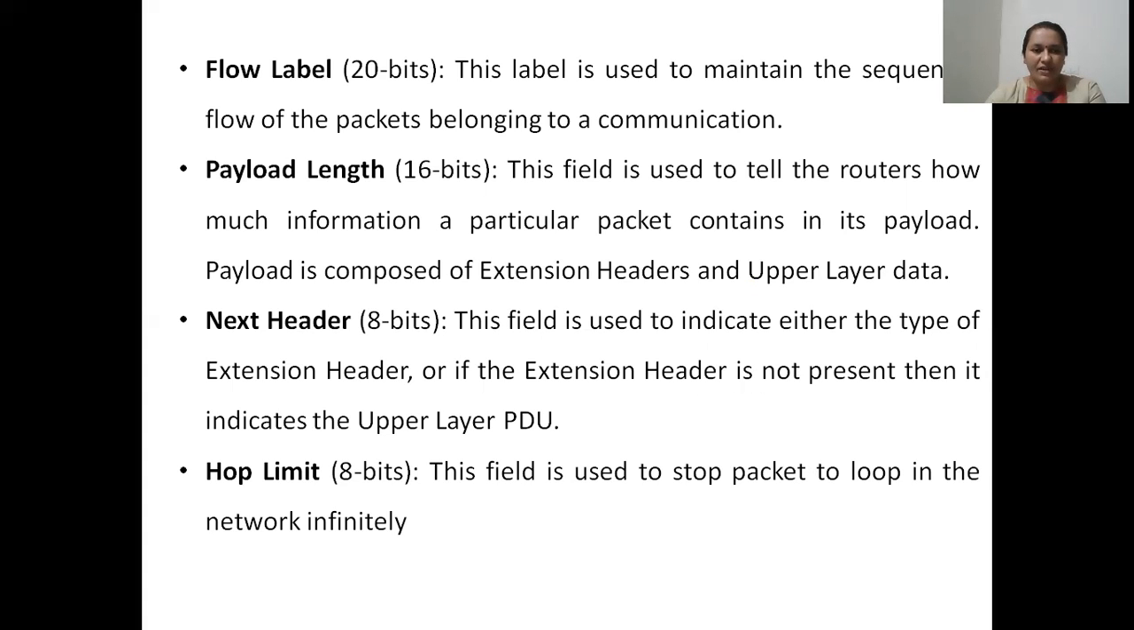The next header field is an 8 bits field. This field is used to indicate either the type of extension header, or if the extension header is not present, it indicates the upper layer packet data unit. There are varieties of predefined extension headers which are used in IPv6. The next header is used to indicate what type of extension header is used. In case no extension header is present for a particular packet, then the upper layer data unit will be pointed to by the next header.